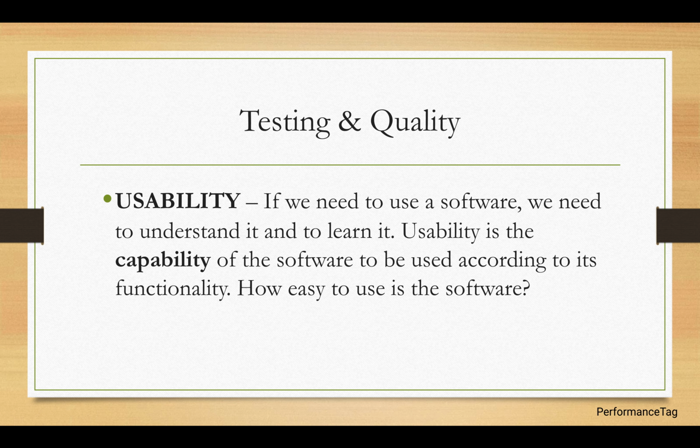Usability. If we need to use a software, we need to understand it, and we need to learn it. Usability means exactly this capacity of software to be used according to its functionality and to be attractive to the user when it is used under specific conditions. Or, in fewer words, how easy to use is the software.